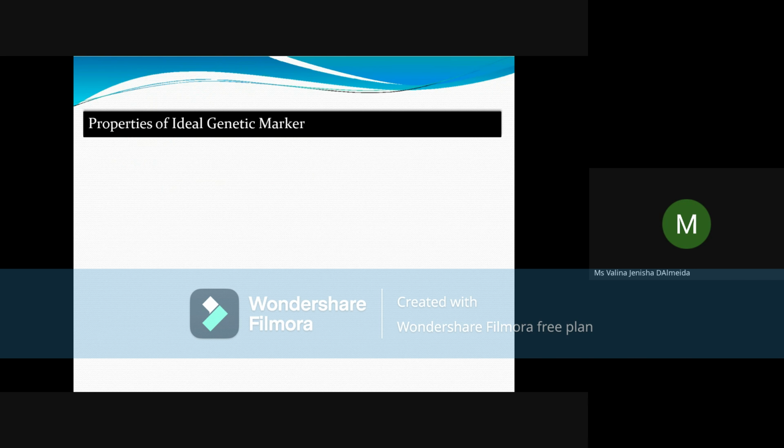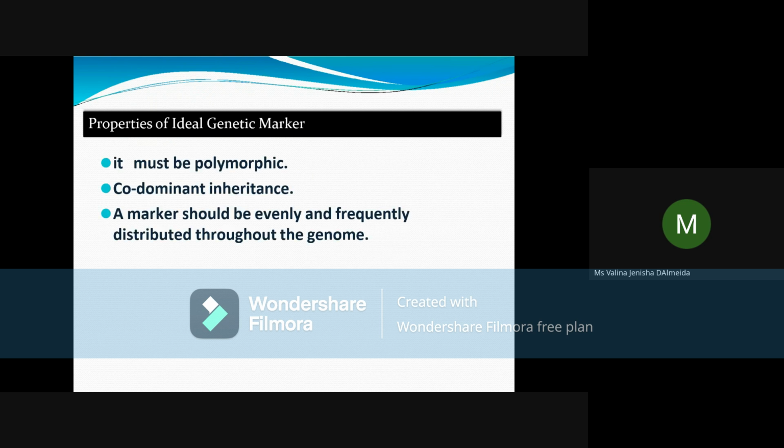So, what exactly is an ideal genetic marker? First thing, it has to be polymorphic. Polymorphic in the sense it has to have a variation. So, it is able to bind to the different species, let's say different strains.